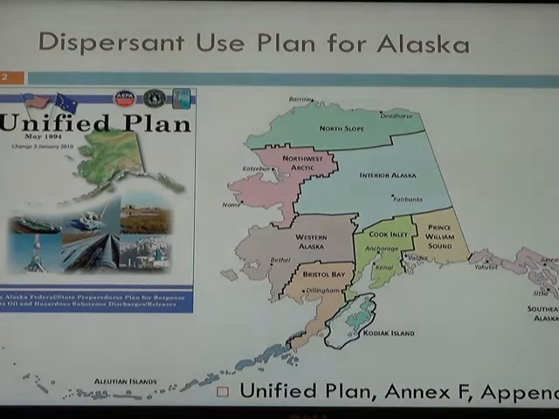And you can see that there is a plan for the Aleutian Islands where we are today. Within the Unified Plan, again, which is for the whole state of Alaska, there's an Annex F for chemical countermeasures, dispersants, chemical agents, and other spill mitigating substances, devices, or technology. Annex F provides guidance on selecting the appropriate response technology and tools in Alaska and ensures a variety of response tools are available to the on-scene coordinator.